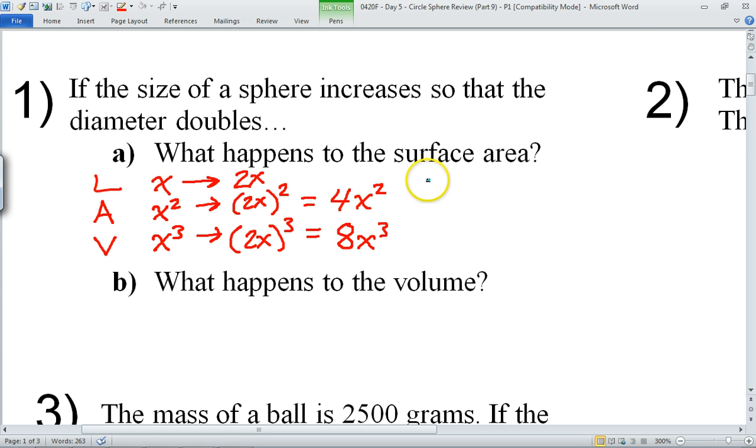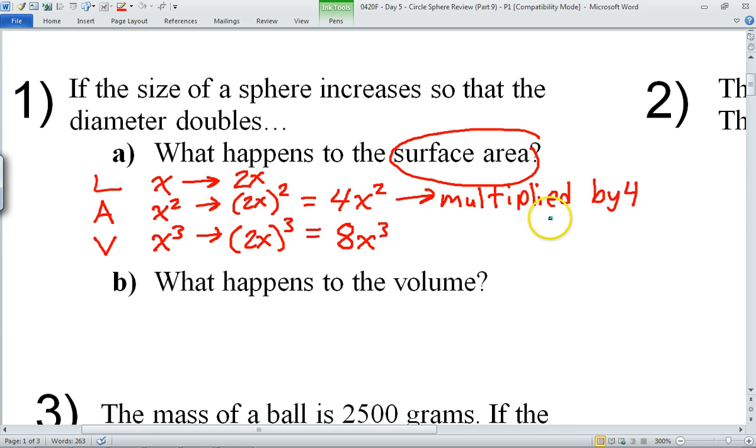So the answer to this question comes from the second one. What happens to the surface area? It's multiplied by 4. Or you could say it's 4 times as big. You could say it that way too. Oh, and then I guess I already answered part B. What happens to the volume? It is, right, I can say multiplied by 8. I'll word it the other way this time, just so you see it both ways. I could say it is 8 times as big.